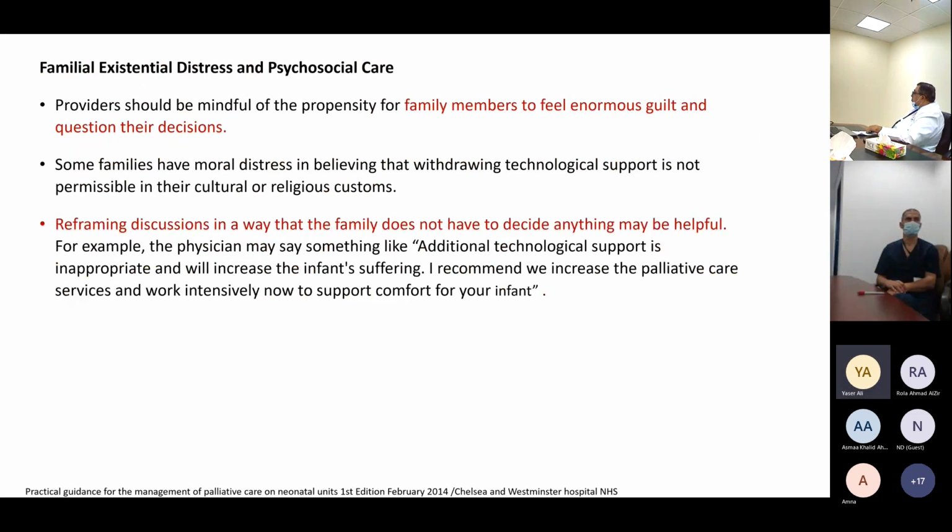We come now to familial distress and psychosocial care. Providers should be mindful that family members may feel guilt and question their decision. Some families have moral distress in believing that withdrawing technological support is not permissible in their culture or religious customs. Here, framing the discussion in a way that the family does not have to decide anything may be helpful.